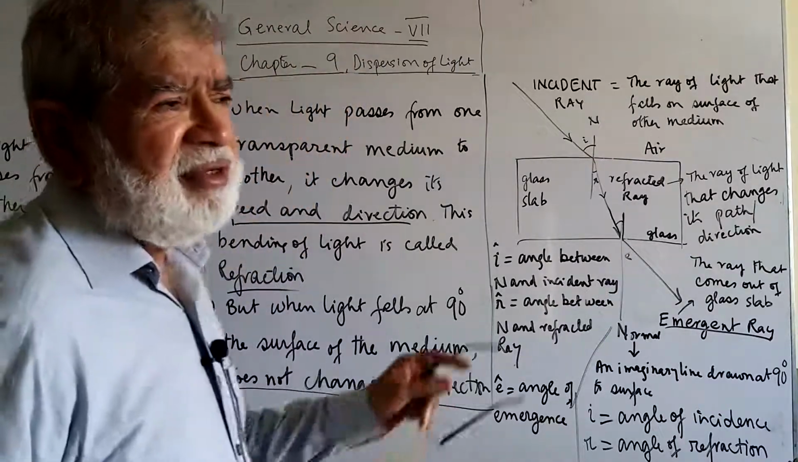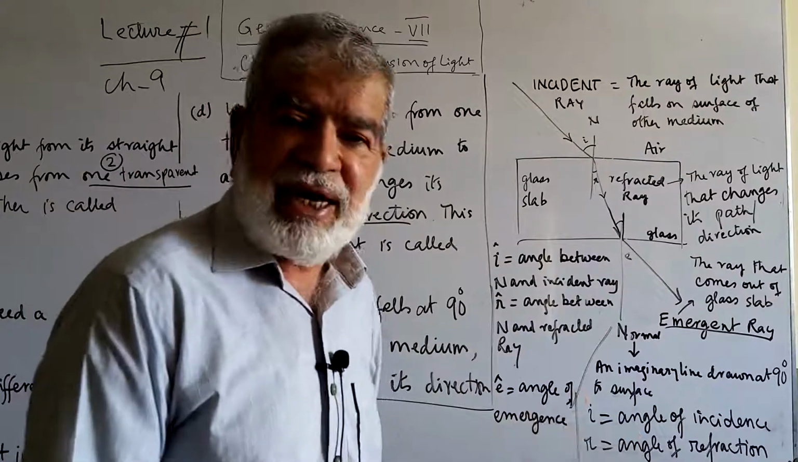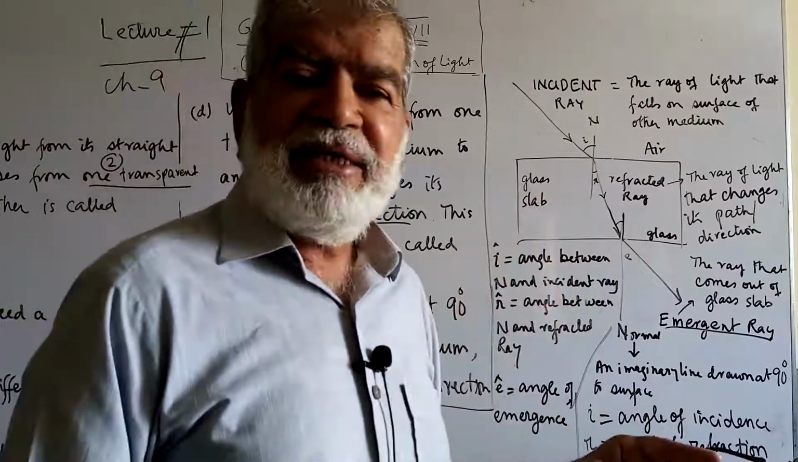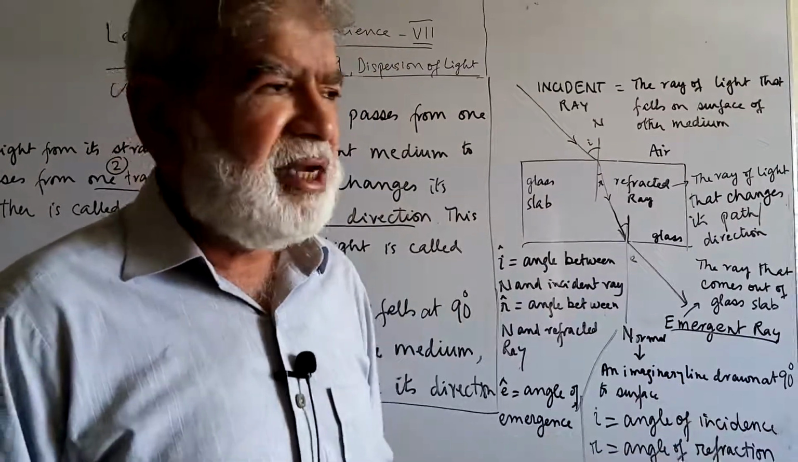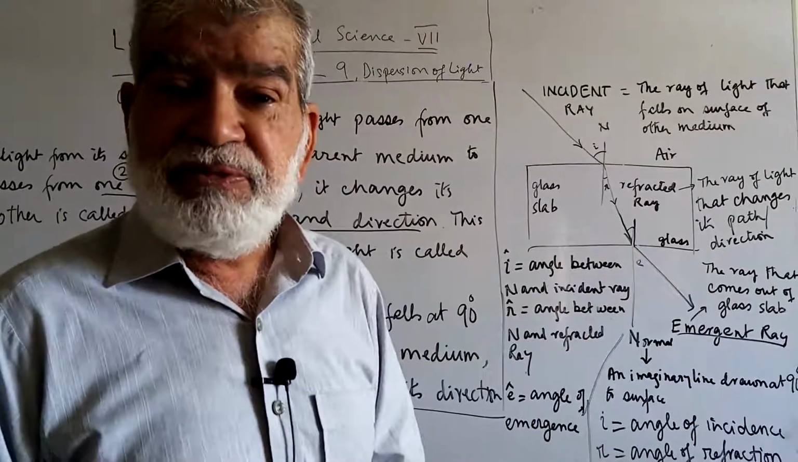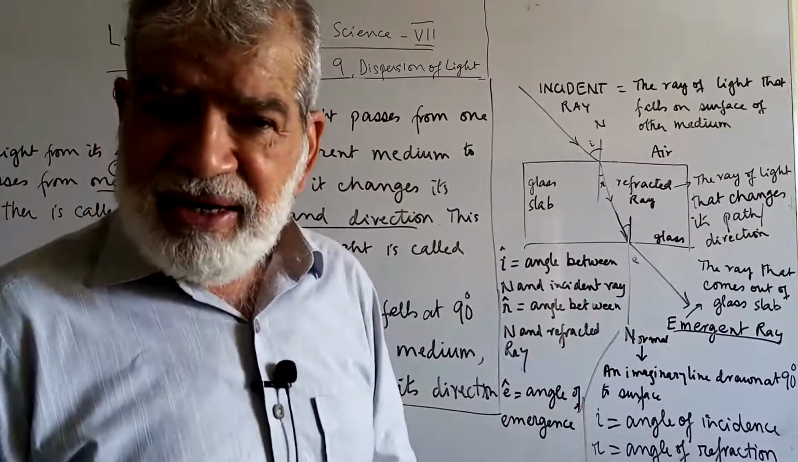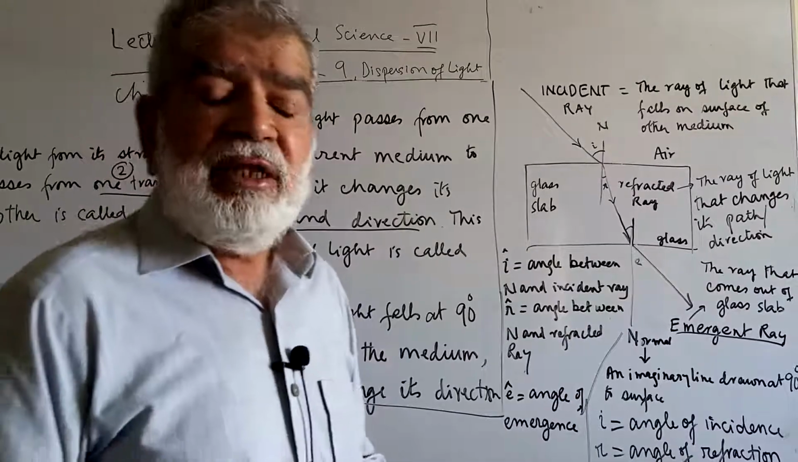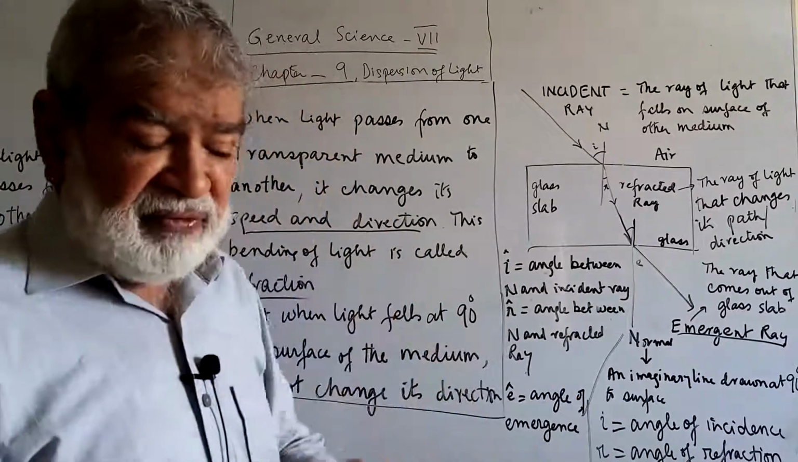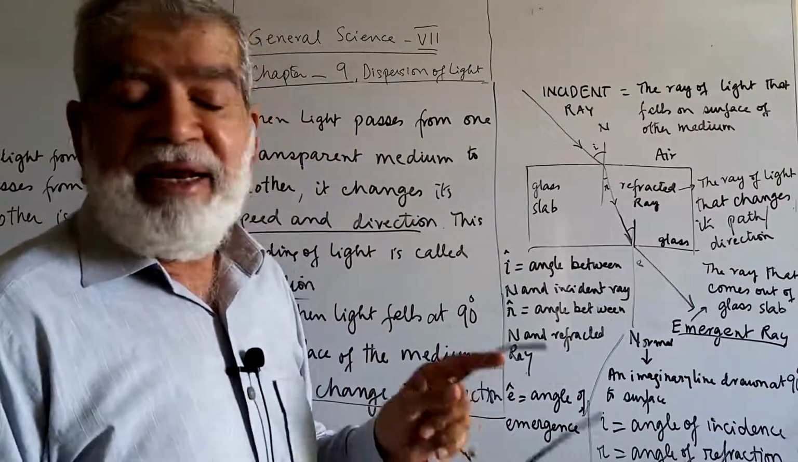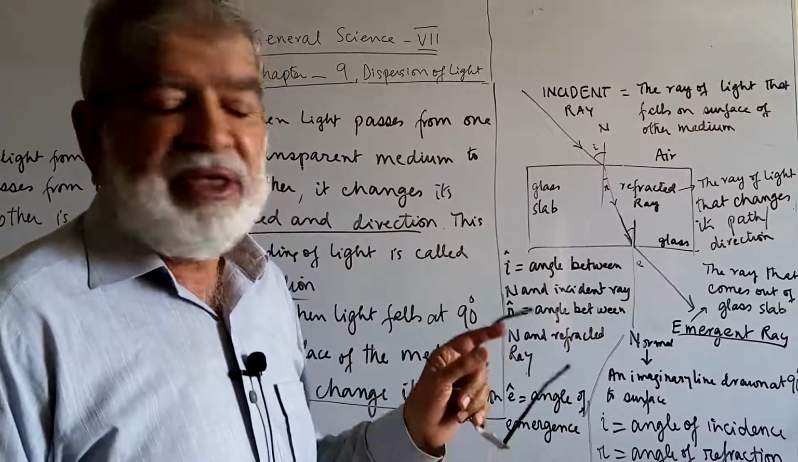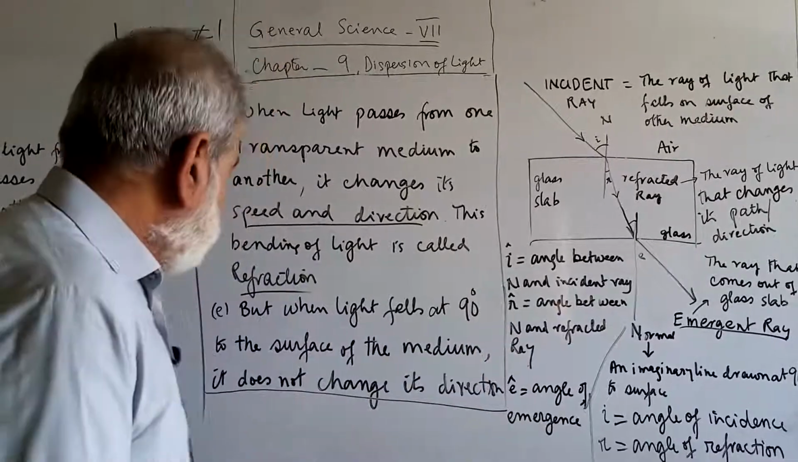1, when light travels from one medium to another, it changes direction. 2, when light passes from one medium into another transparent medium, it changes speed, and this bending of light is known as refraction. 3, it's a very important property of light that in vacuum the light travels at the same speed. There is no change of direction. It's the fastest over there in vacuum.